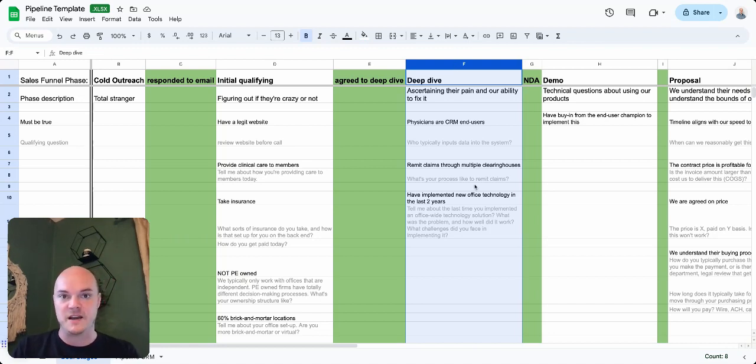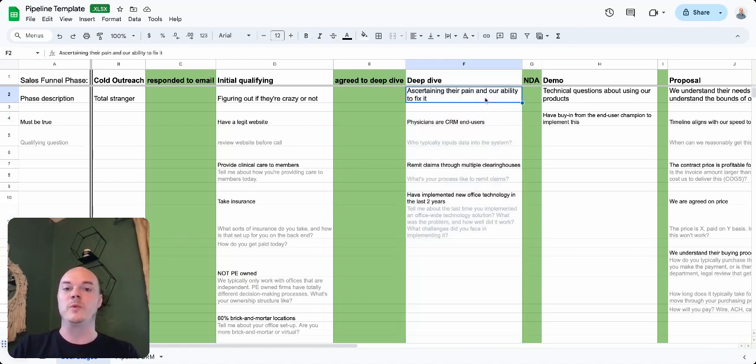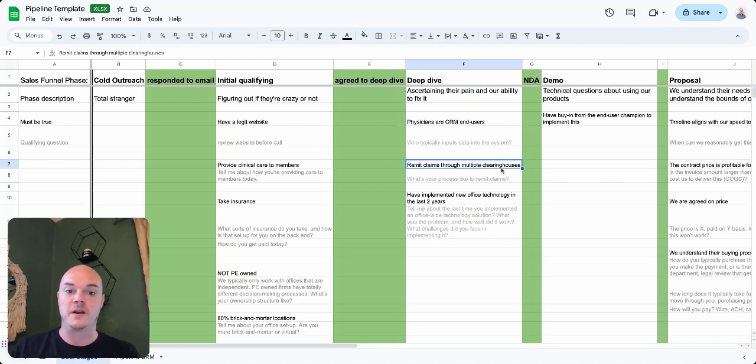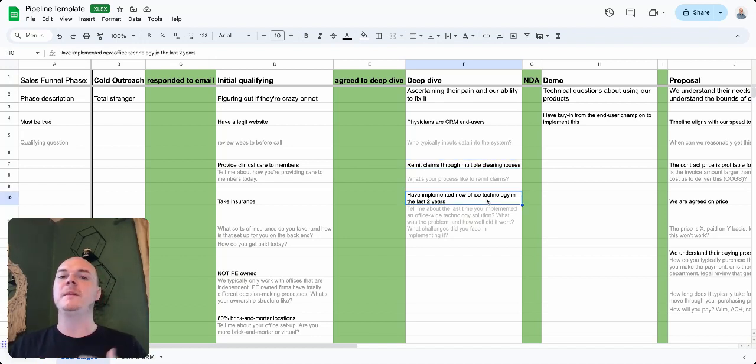Now we're on our deep dive. This is where we go more in depth to ascertain what is their pain, what is the value that they ascribe to that pain, and do I have the ability to fix it? So I'm asking second layer questions. Are your physicians end users? That's very important to be able to use my product. Do you have the problem that my product solves? Are you the type of people that buy new product or spend money on things like this, right?